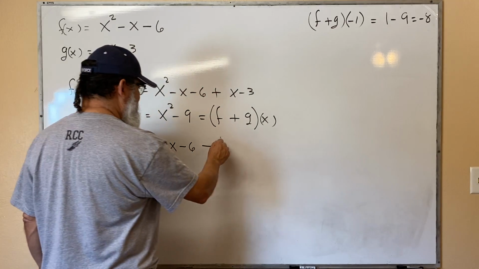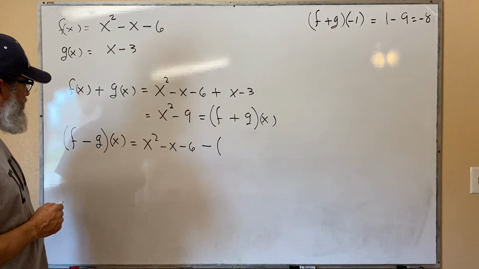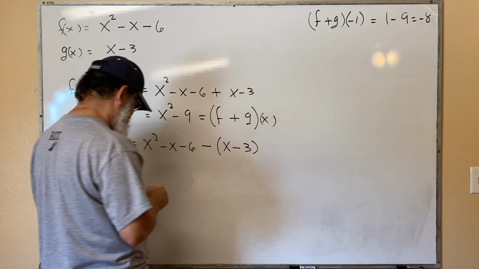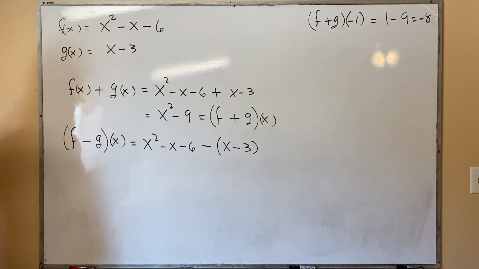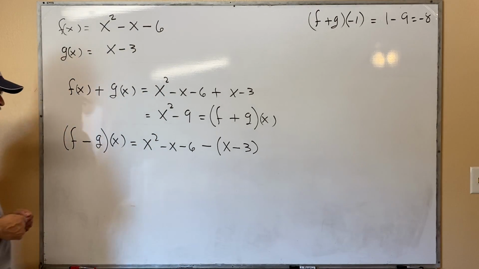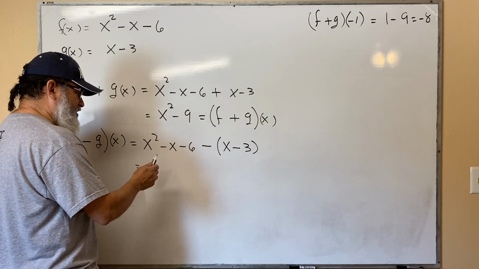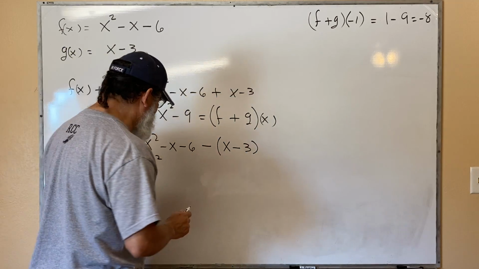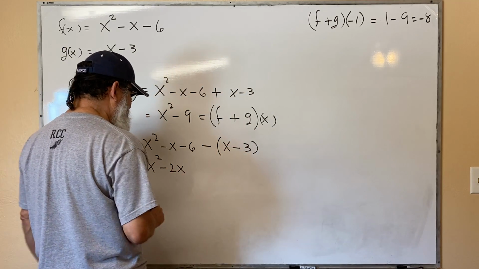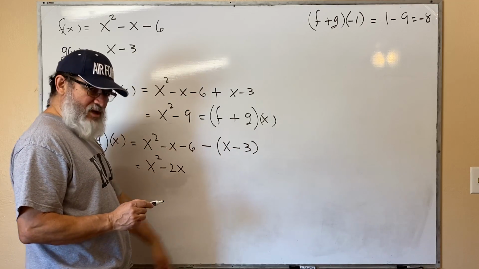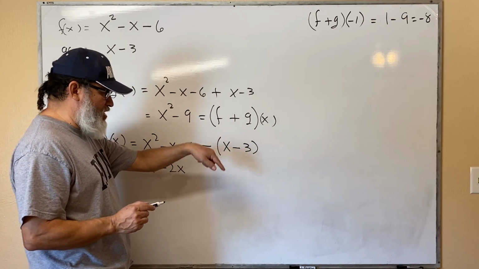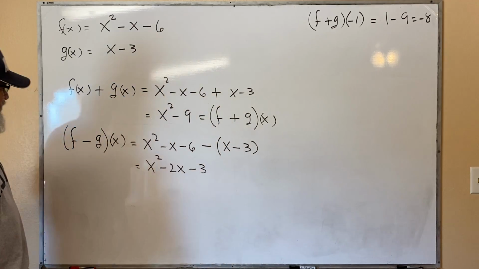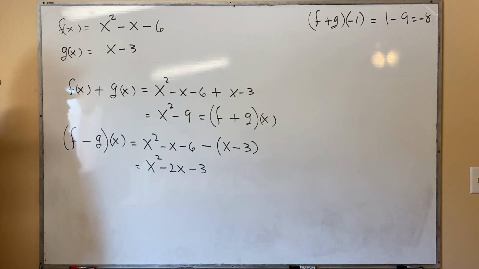And what is g of x? You better write it within parentheses. G of x is what? x minus 3. Okay? Let's combine all of that. Combine all of this, and we're going to get x squared. This is minus x, which is minus 2x, and minus 6 plus 3. Minus 6 plus 3 is going to be minus 3. Look at that. So that's f minus g of x.